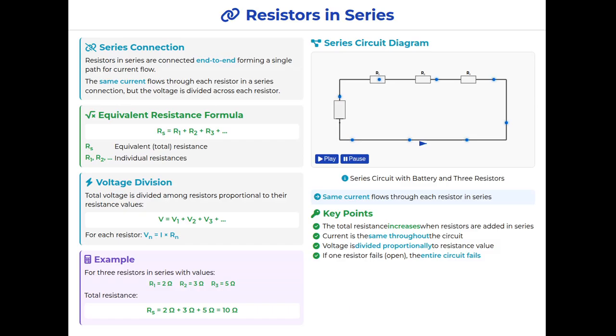And lastly, temperature affects resistance. So for most metallic conductors, resistance increases as they get hotter.